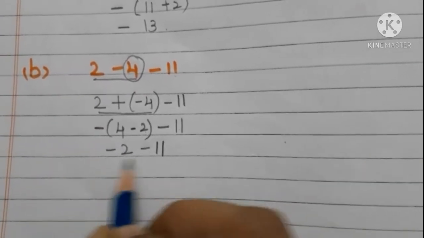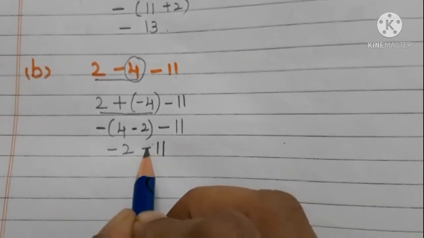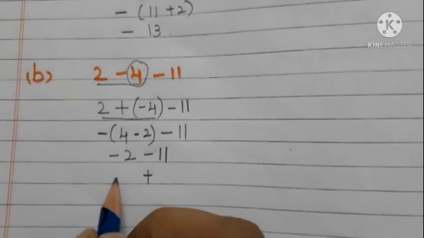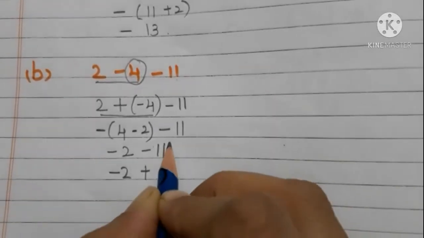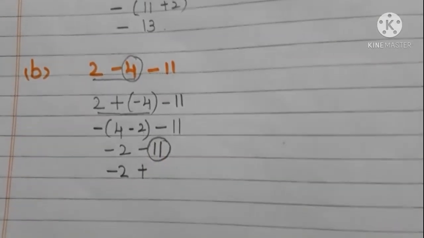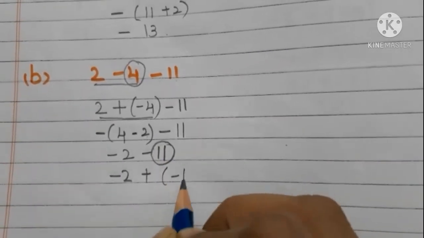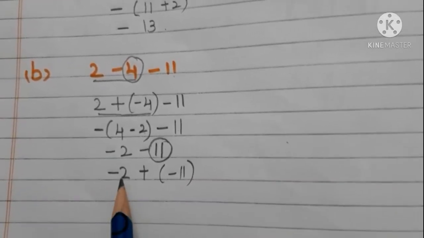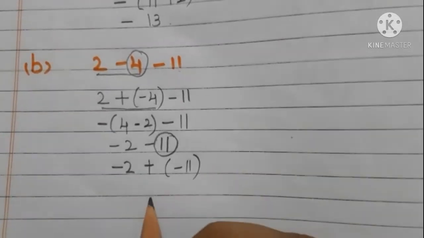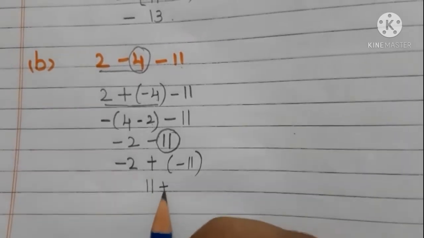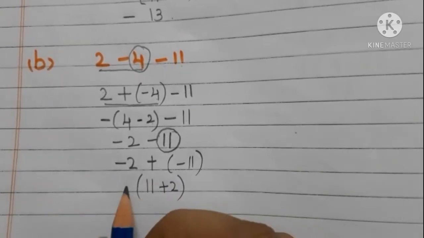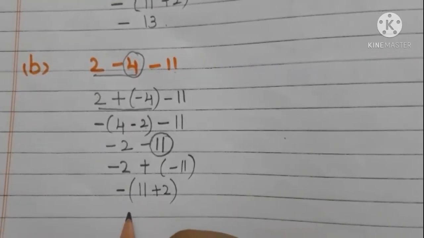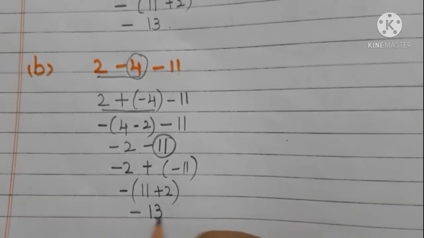Now simplify this one. Instead of this subtraction symbol, we have to again write addition symbol, copy down negative 2 and write the additive inverse of positive 11. It is negative 11. Now follow the addition rules. Here we have two negative integers. So what we have to do? We have to add two numbers and write the negative sign. 11 plus 2 is 13. So the answer is negative 13.